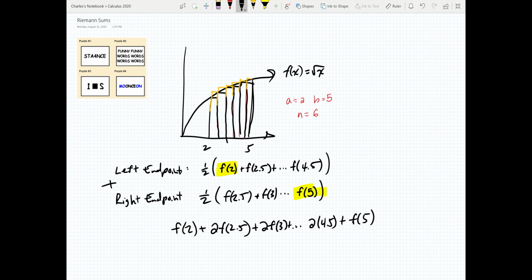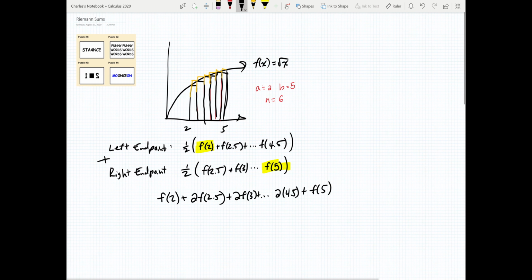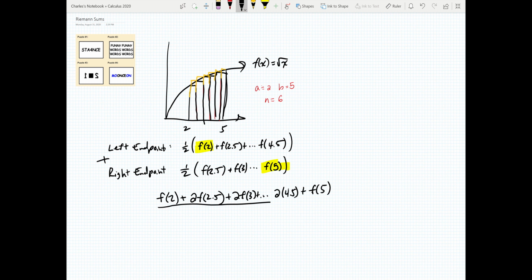And then if I wanted to get an average of those two figures, because we know a lot of times our left endpoint is going to be either an under or an overestimate, and our right endpoint is going to be an under or an overestimate. In this case, since the function is increasing, my left endpoint estimate is an underestimate, and my right endpoint estimate is an overestimate. So if I take the average of those two, I'm not quite sure if that's an over or an underestimate, but I know it may be a little bit more accurate than just the left or the right endpoint estimate by itself.